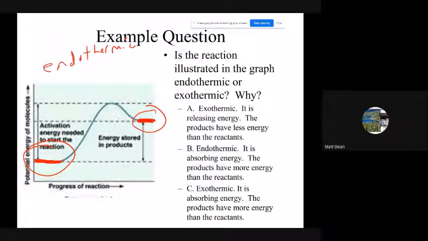The reactants are taking in energy and storing it in the bonds of the products. So that looks like our right answer there. It's endothermic. It's absorbing energy. The products have more energy than the reactants. And that energy is coming from outside, either from ATP or from heat in the environment.